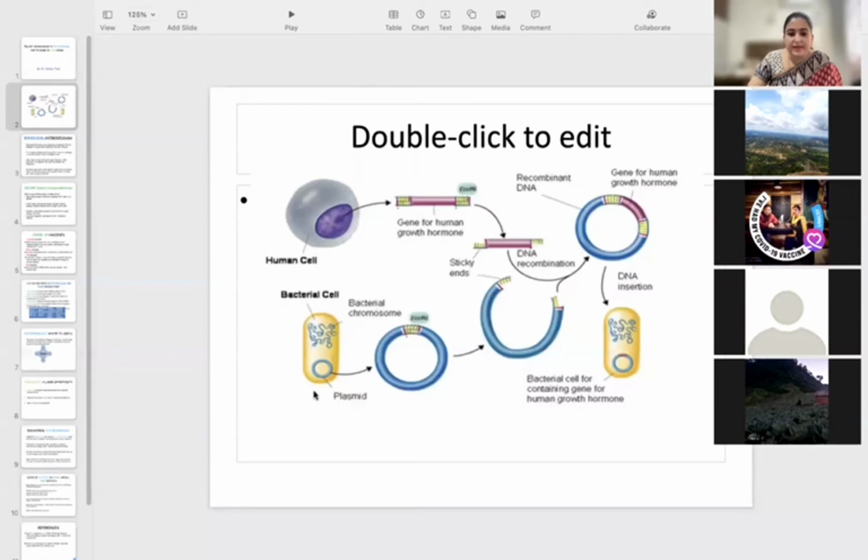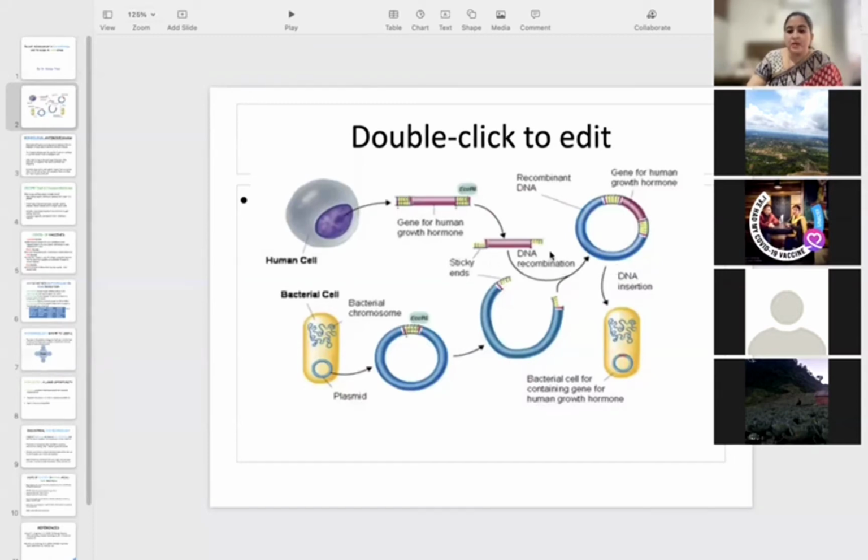This is the bacterial DNA. This is the host DNA where we want to implant it, where we want to transfer. So we will cut it with the help of restriction enzymes. Here also the restriction enzyme is EcoR1. We have cut this with the help of the restriction enzyme, and this vector along with the gene of interest is also cut with the same restriction enzyme.